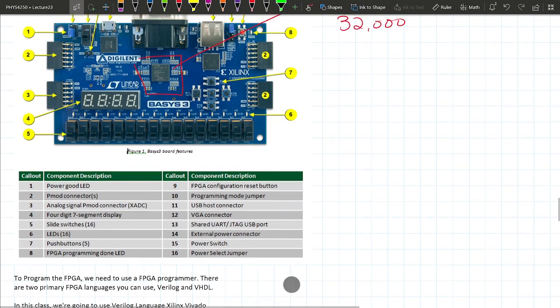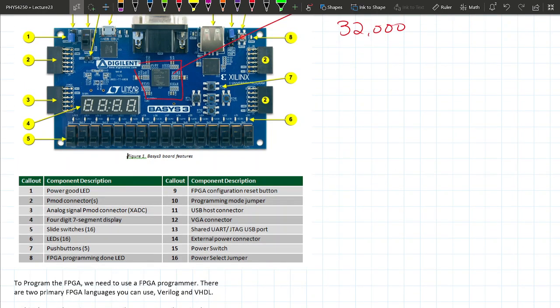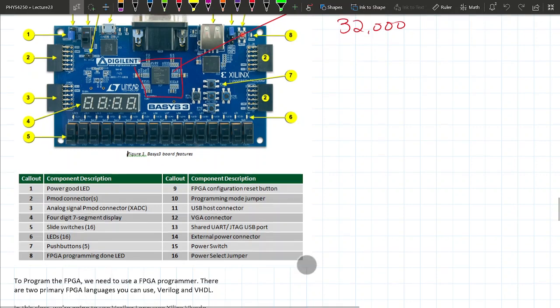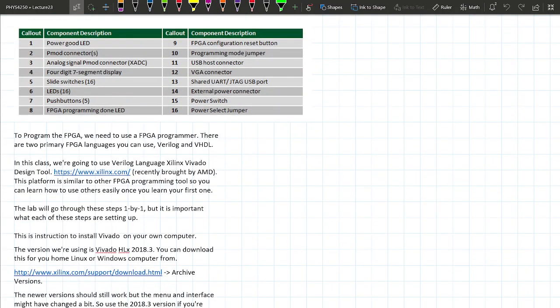So the documents on Canvas should have a description of this entire thing, so I'm not going to go through all of it. But I just want to highlight that in order to program an FPGA, you need an FPGA programmer. Hopefully that makes sense. And in this class, we're going to use this language called Verilog. Verilog is basically the language that this company called Xilinx wrote.